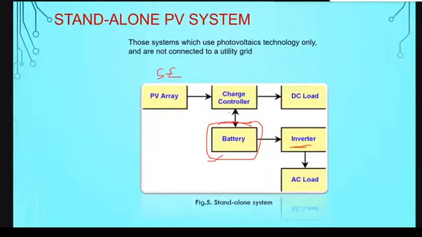Similarly, you can see the grid connected system. What is the difference between these two? The only difference is that there is a distribution panel. After power conditioning, after the inverter and power conditioner, this PV array will convert solar energy into electrical energy. Then power conditioning is also required because there are a lot of harmonics and power quality issues, distortion. There are a number of things.